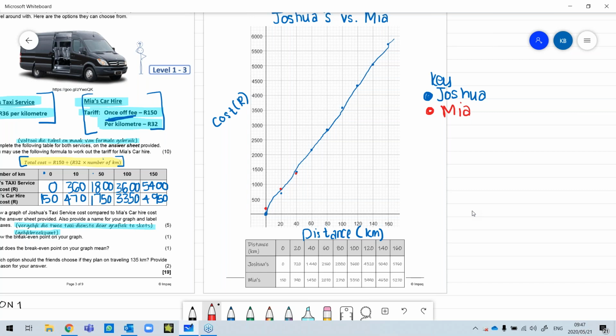Then for 60 kilometers, it's 2,070. For 80 kilometers, it's 2,710. For 100, it's 3,350. For 120 kilometers, it's 3,990. For 140, it's 4,630. And then for 160 kilometers, it's 5,270. So it's more or less about there. Okay, there we go. So there we have question 1.2 answered.